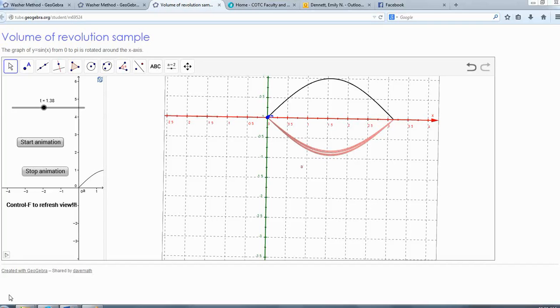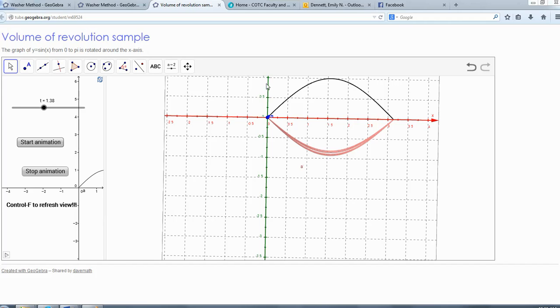Okay, now what we're going to be doing next is creating solids by rotating a function or part of a function around either the x or the y-axis, or it could be any horizontal or vertical line. So I want to give you a picture of what that looks like.